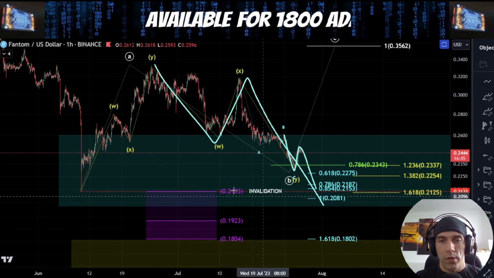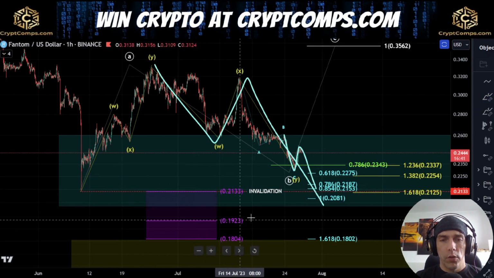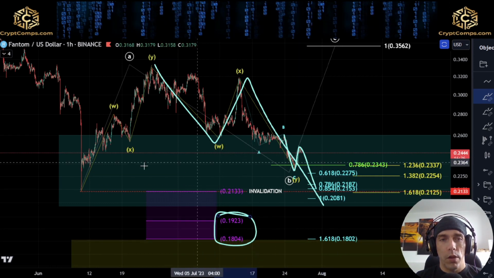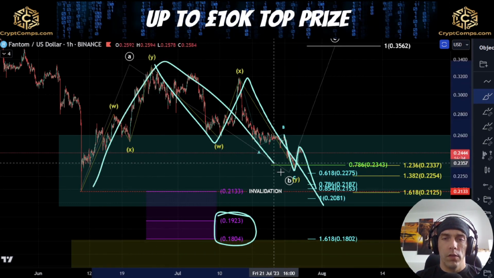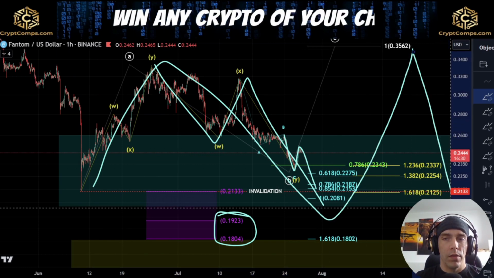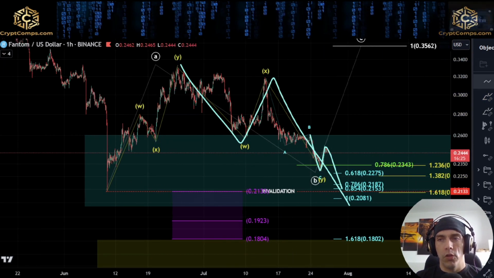So if we do see price come back into these lows and look to find support as a double bottom, or alternatively, even if we push down towards this 19.23 to this 18.04 area, we need to be on the lookout that this isn't becoming a bigger flat correction, in which case we could see a 5-wave move up and then see that continuation down at a later point. So this is what we need to just be watching out for here.